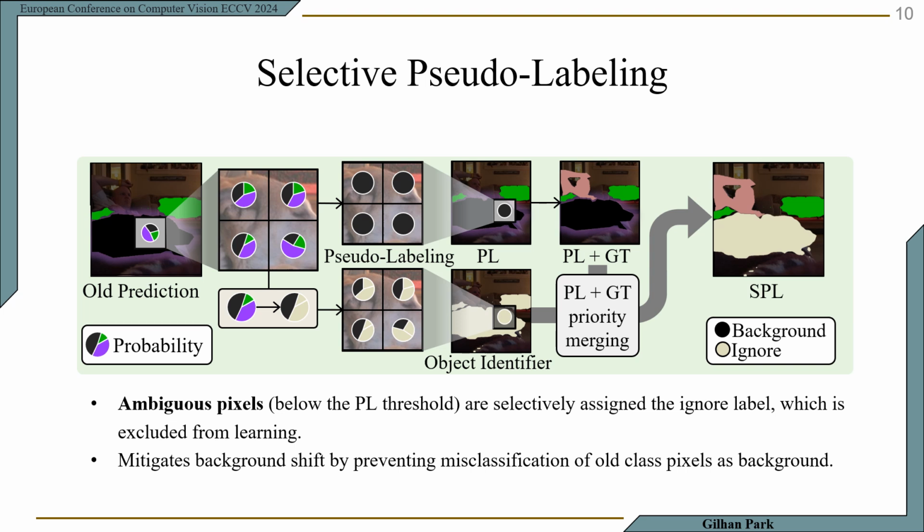The process starts with predictions from the old model, which are used to calculate the object identifier. This identifier checks whether the combined score of all object classes is higher than the background score. If it is, the pixel is classified as an object. By applying this object identifier and priority merging, selective pseudo-labeling prevents old classes from being misclassified as background.